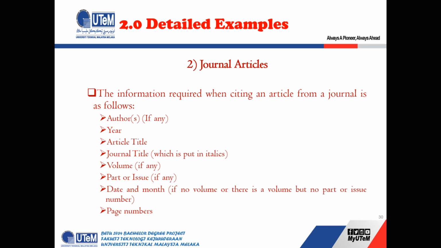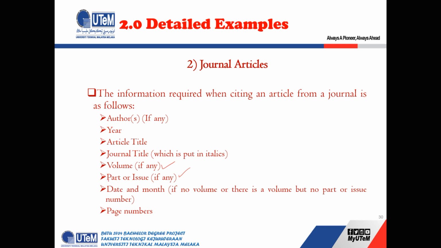Okay, so for the general article, again you have the following information that must be there: the authors, the year, article title, journal title, which is different than the article title. We will see in the examples. The volume, part or issue. So these things, if they are available, we have to put. If they are not available, we cannot put.